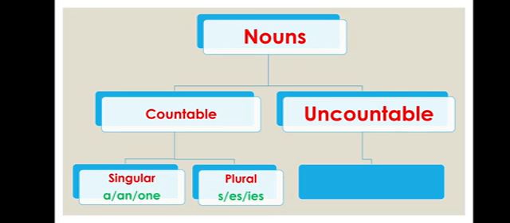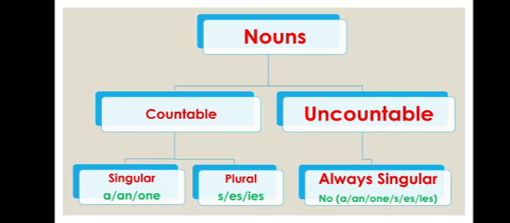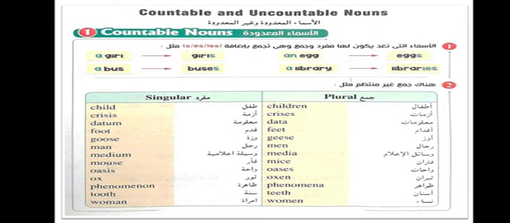When you use the singular, you can use a and one before a singular noun. And to make the plural from the countable nouns, you can add s, es, ies if the plural is regular. For the uncountable nouns, they are always singular. You can't put a and one before a noun, and you can't make a regular plural by adding s, es, ies to form the plural.